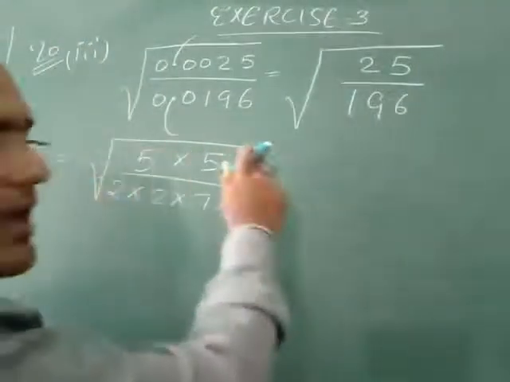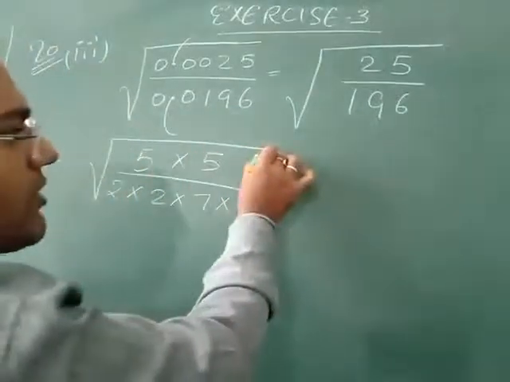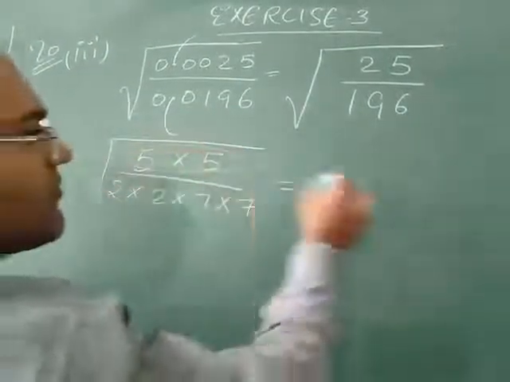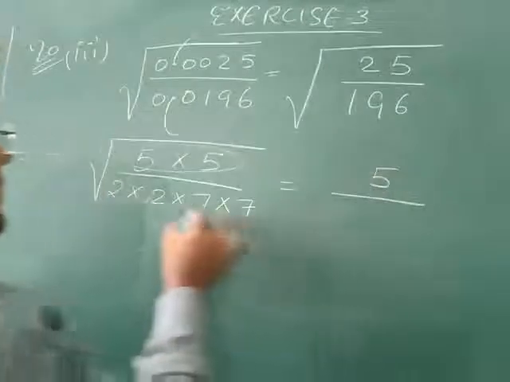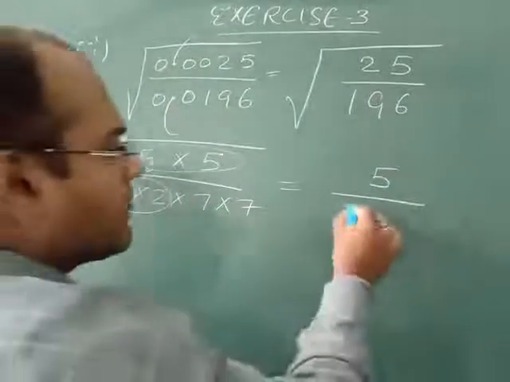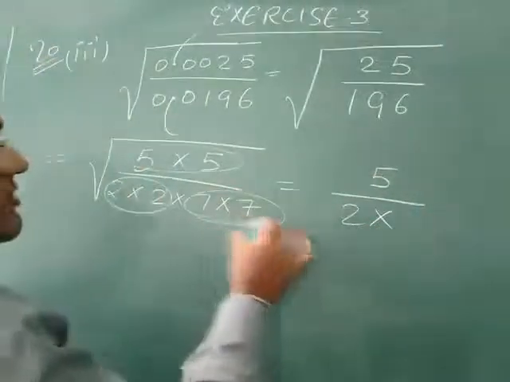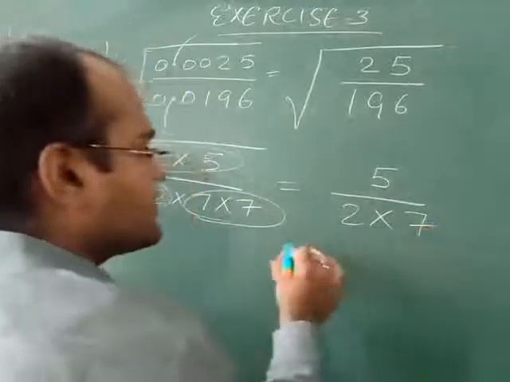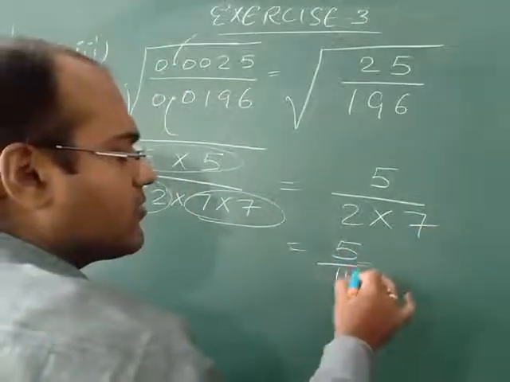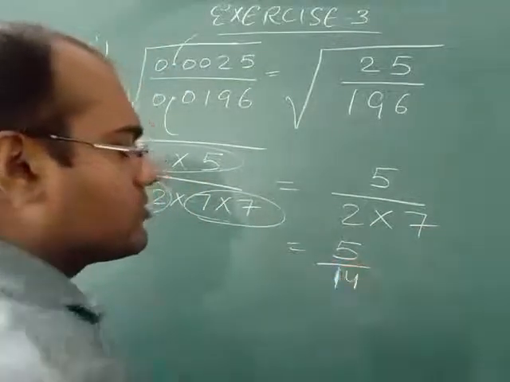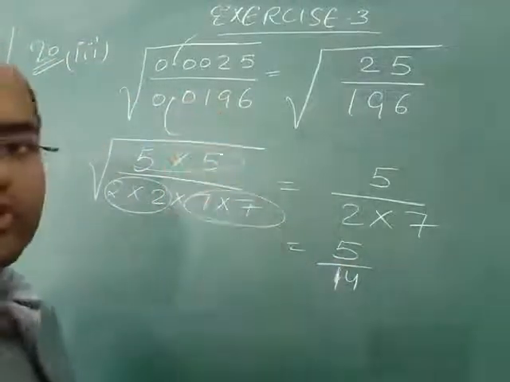We will remove the square root sign. When we remove the square root sign, these double 5 we have to write one time, these double 7 and 2 we have to write one time, and these double 7 also we have to write one time. So the answer is 5 upon 40. So this is your final answer of this question.